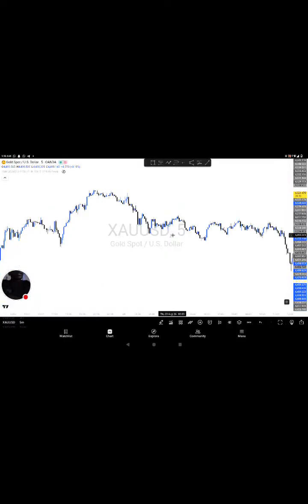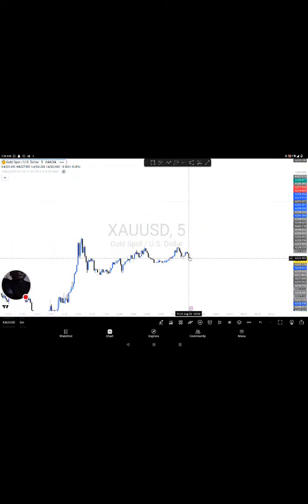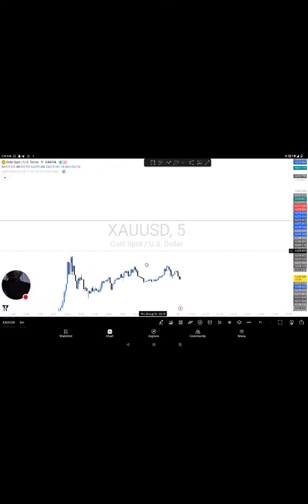So what is an order block? We can define an order block as the last candle formed before an impulsive movement. Now, we'll be explaining that in a very simple way. Order block is the last candle formed before an impulsive movement. Now, what causes an impulsive movement in the market?